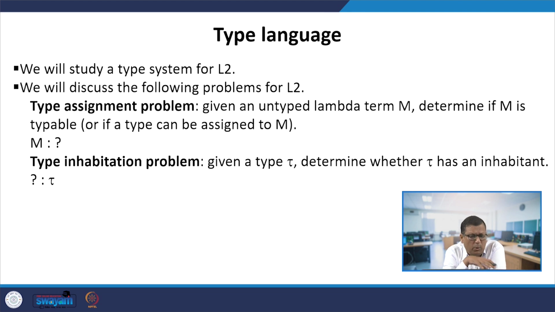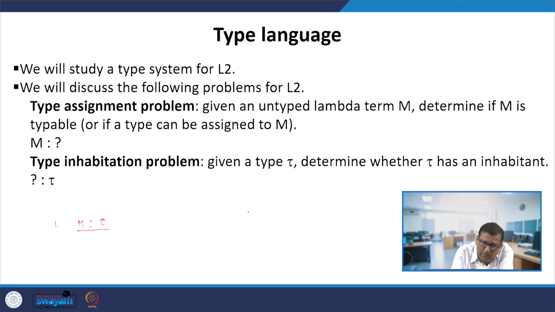There are 2 important problems associated, independent of the language. The first problem is called the type assignment problem. Given an untyped lambda term m, determine if m is typeable, or we can also say determine if a type can be assigned to m. That means we are given a lambda term m, and ask whether we can associate a type tau to m or not. This is called the type assignment problem.